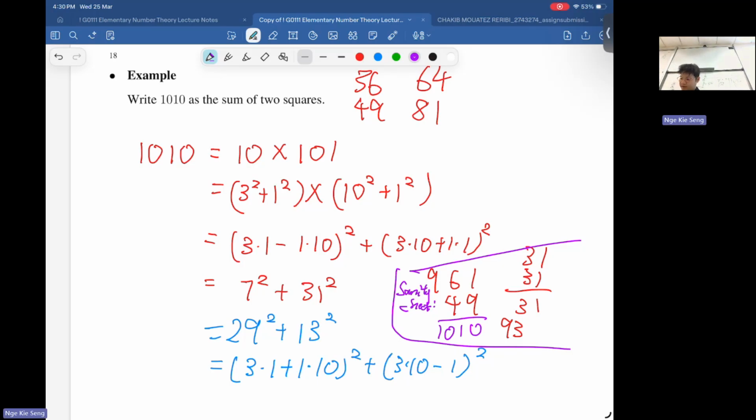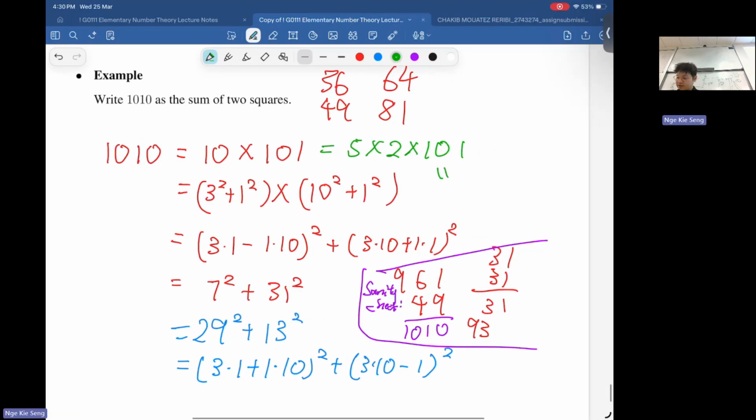Is there another way to do it? Anyone try like 5 times 200 and maybe this also can, right? Correct, because this can be written as 2 squared plus 1 squared times 1 squared plus 1 squared, right? And then you can put this. Okay, do you want to try this? See whether you can get a different one.